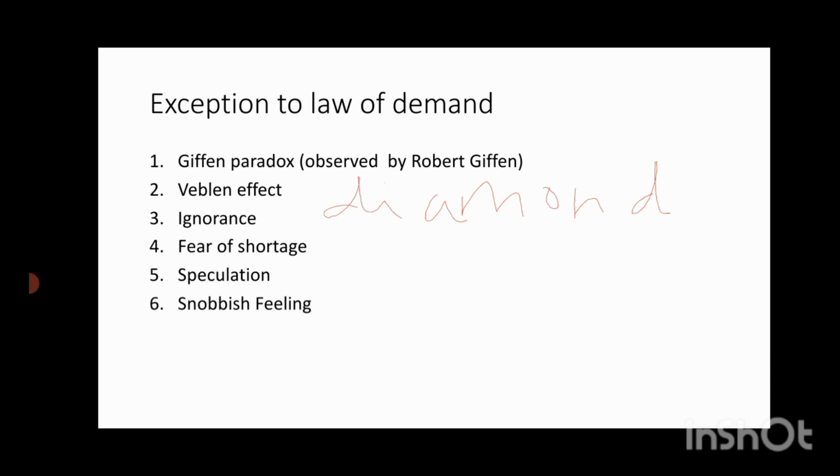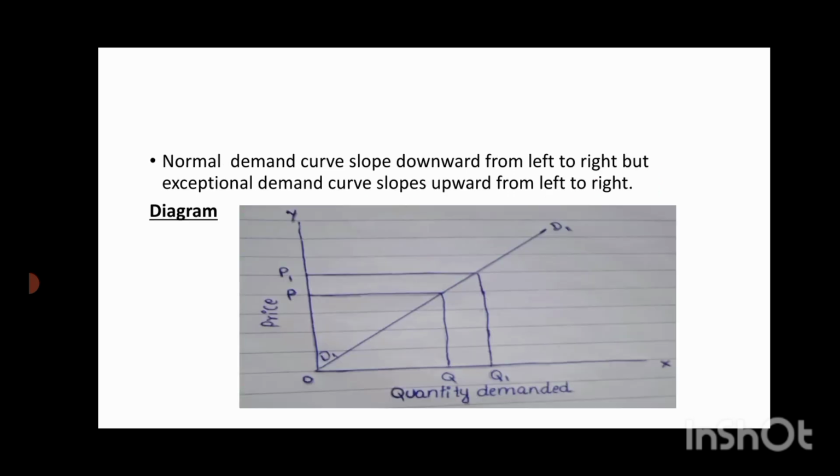Snobbish feeling. Some people have a feeling that if the price charged for a commodity is high, then it is of good quality. So people will purchase those products which are highly priced because of this mentality. So this is also one of the exceptions to the law of demand. Change in fashion. If the commodity is out of fashion, people will not demand that commodity, though the prices of such goods are less. So this is also one of the exceptions to the law of demand.